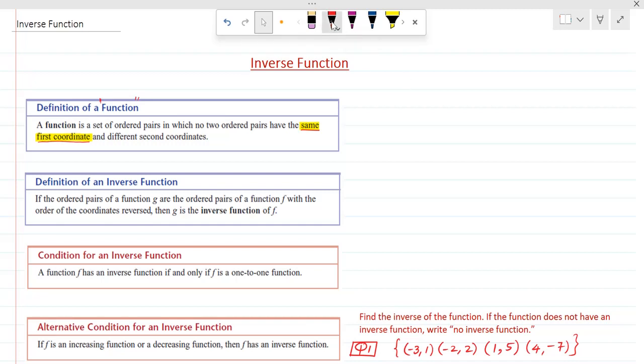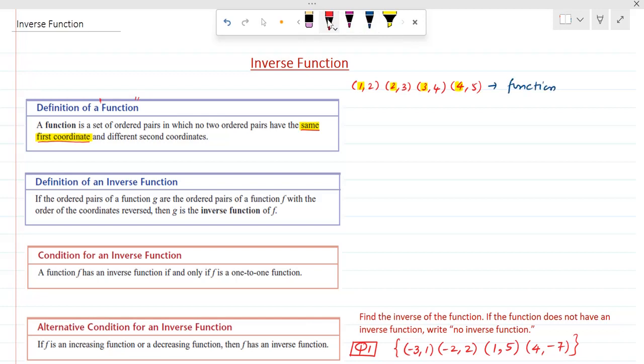So let us take an example of a function. Here I will take 1 comma 2, 2 comma 3, 3 comma 4, 4 comma 5. If you see the x coordinates, all are different. They should not be the same. So therefore it represents a function. It's a function.